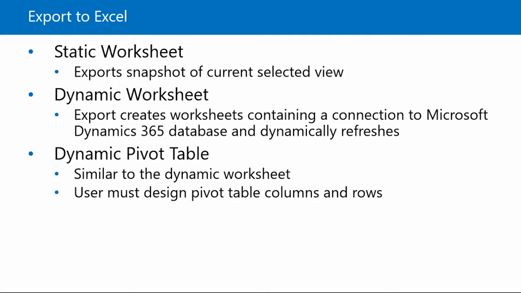Now, when exporting data to a worksheet, you can add new columns in which to export the data and edit those columns. The third one we have is the dynamic pivot table option. This method is very similar to the dynamic worksheet option, except it also allows you to export the data directly into a pivot table. The users can then select specific columns and rows to be displayed within the report itself.